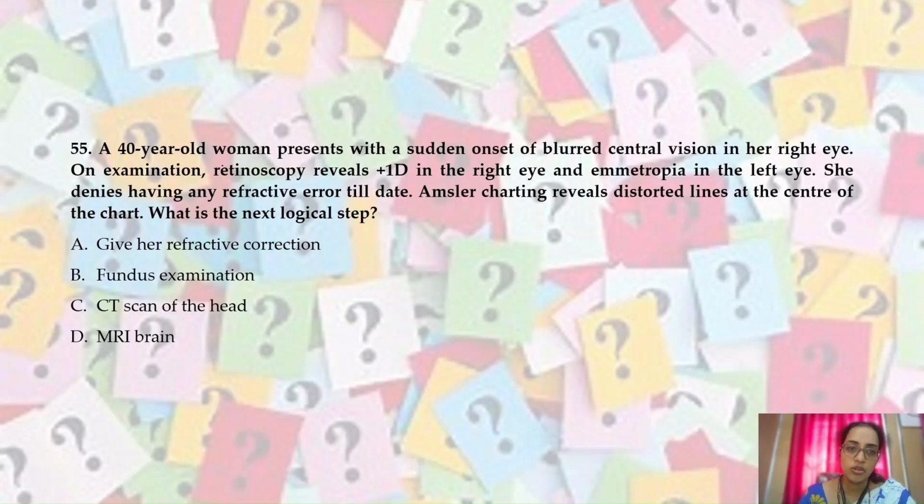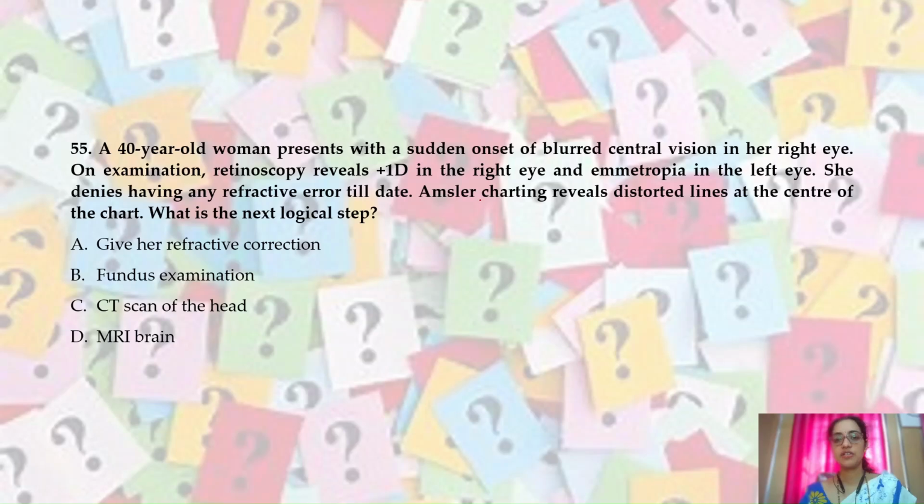A 40-year-old woman presents with sudden onset of blurred central vision in her right eye. On examination, retinoscopy reveals +1 diopter in the right eye and emmetropia in the left eye. She denies having any refractive error till date. Amsler charting reveals distorted lines at the center of the chart. What is the next logical step?